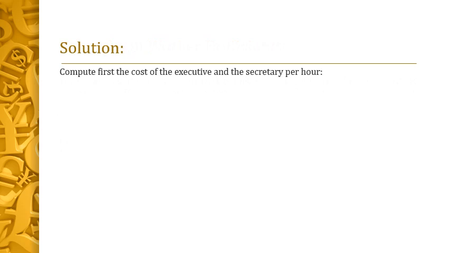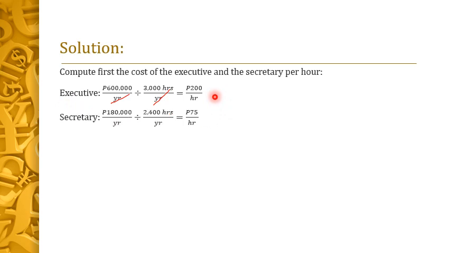Compute first the cost of the executive and the secretary per hour. This is equal to the salary per year divided by the working hours per year. For the executive, the salary is 600,000 pesos per year divided by 3,000 working hours per year. Cancel year. Therefore, the cost of the executive per hour is 200 pesos.